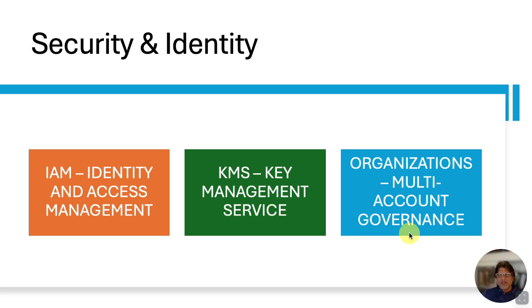Now, as far as security and identity is concerned, you have IAM, which is Identity and Access Management. That's what you'll use to create users in your environment, put them into certain groups and give them certain permissions. You can use Key Management Service for encrypting information, either at rest or in transit. And then you have AWS Organizations, which is multi-account governance. So if you have multiple accounts that you're dealing with, you can do it there as well.